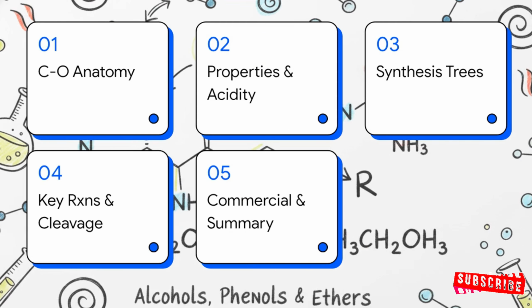Here's the game plan for today. First, the carbon-oxygen anatomy. Then, physical properties and acidity. Third, mastering the synthesis trees. Fourth, key reactions and cleavage. And finally, commercial giants and a quick summary.